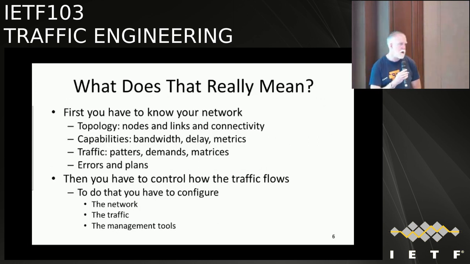What this really means is you have to know your network. You have to know the nodes and the links and how they're connected. You've got to know the capabilities of those nodes and links largely in terms of bandwidth and delay and arbitrary metrics which are assigned to them. First typo. You need to know traffic patterns, demands, and matrices. You've got to know what traffic your network is going to carry if you're going to engineer that traffic. And you have to know what sort of errors, what likelihood of errors, and what plans you have for maintenance. Once you know all that, then you have to control how the traffic is placed on the network. And to do that, you configure the network, the traffic, and you actually configure the management tools themselves.